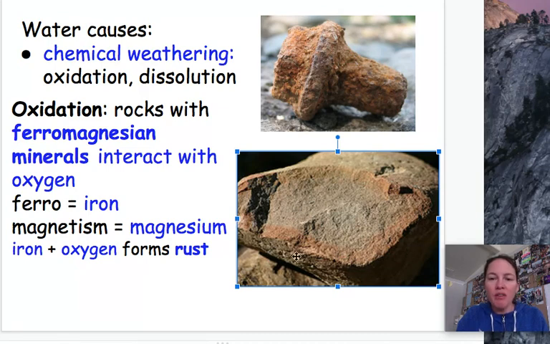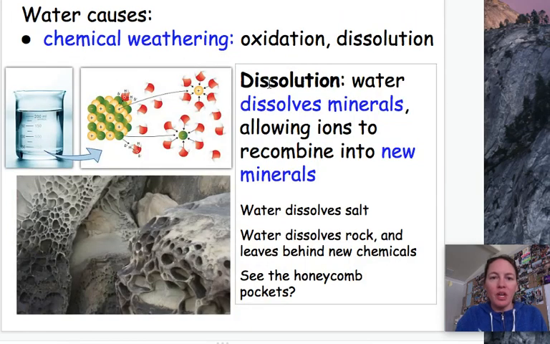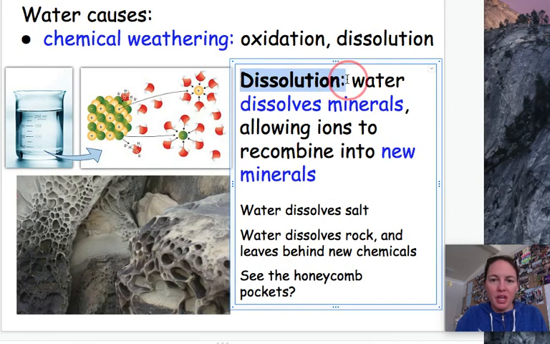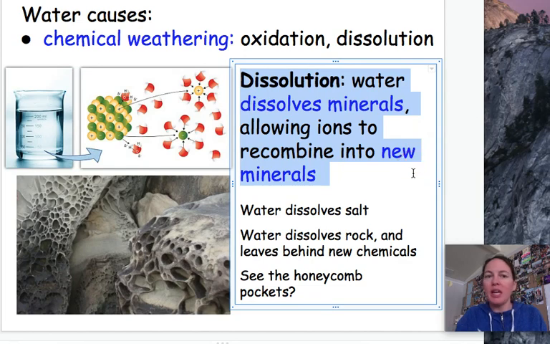So when you see rock that was light gray and it's turning into more of an orange or reddish color, you know that rock used to have iron. The iron interacted with the oxygen and it began to rust. The other type of chemical weathering we'll go over is called dissolution. So dissolution is when water dissolves the minerals, allowing the ions to recombine to new minerals. Remember, chemical weathering is where it has to change from one type of mineral to another type of mineral.